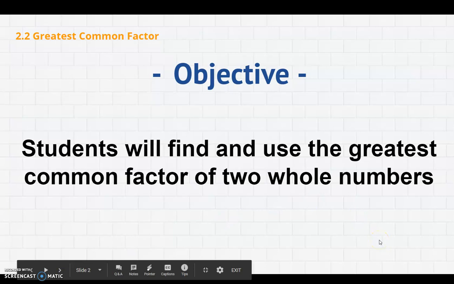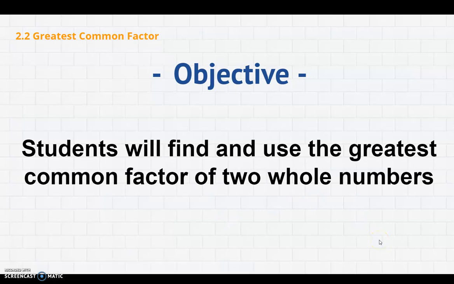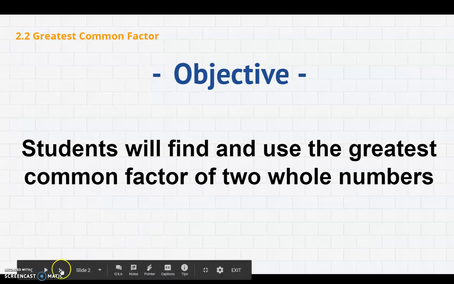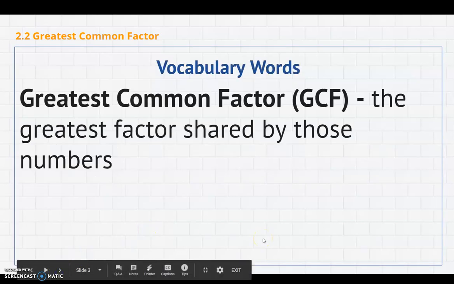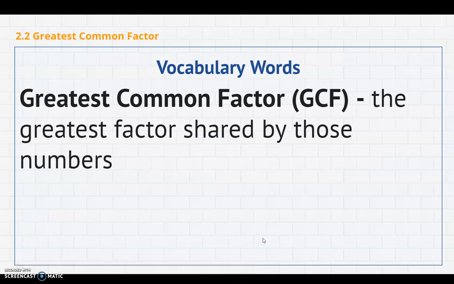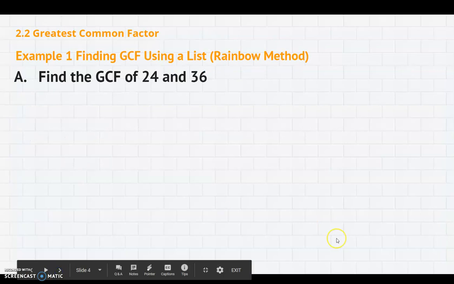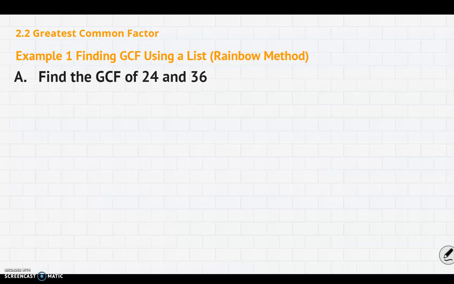So the objective is that students will find and use the greatest common factor of two whole numbers. Now, the greatest common factor, often abbreviated as GCF, is just the greatest factor shared, or in common, by both of those numbers. Okay, so the definition is literally what it sounds like. We are going to find factors of two numbers. We are going to decide which ones they have in common, and then we will decide which is the greatest of those. So your first example here is find the GCF between 24 and 36.